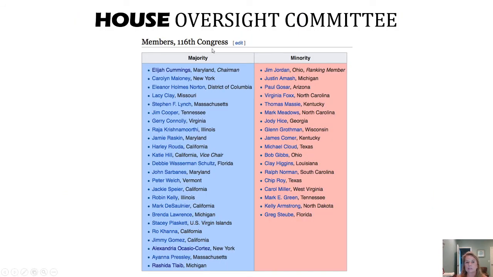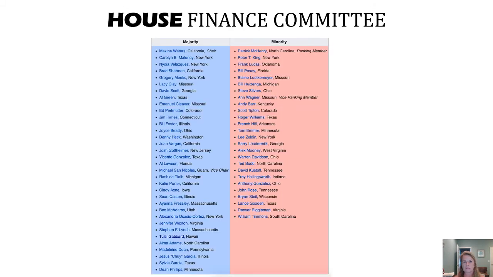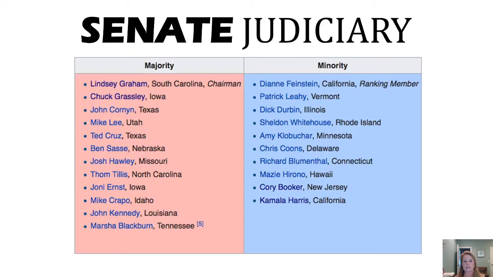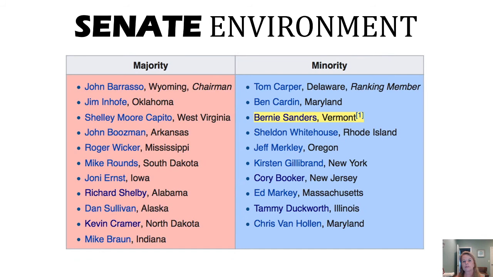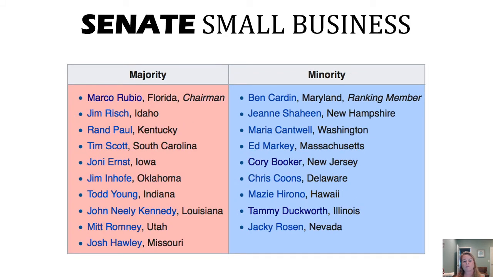And here again, we're in the 116th Congress right now, which we discussed already. This just gives you who the members are, majority and minority members in each of those committees. There's intelligence, finance, homeland security. These are Senate committees: the judiciary, armed services, environmental, small business. Here you see Marco Rubio, and he is chair. You can see chairman.